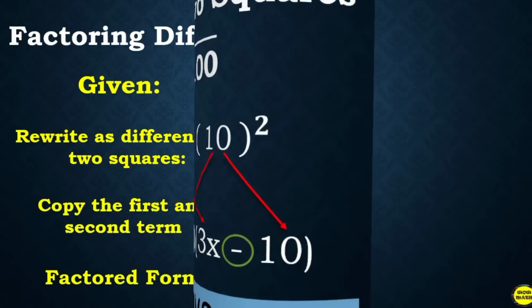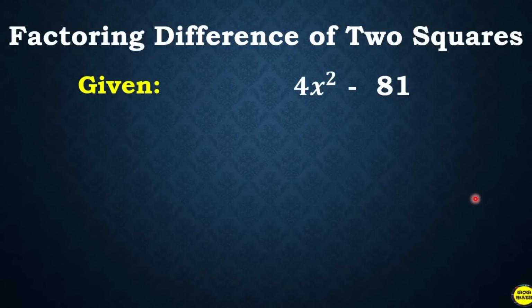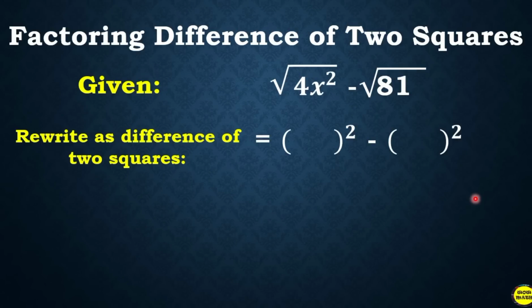Okay, let's have another. So, I have 4x squared minus 81. So, kunin natin ang square root nila pareho. So, rewrite natin siya. What is the square root of 4? 2. Kasi 2 times 2 is 4. And then, kagaya ng sinabi ko kanina, we are actually dividing the exponent dun sa index natin na 2. So, 2 divided by 2, that is 1. Kaya x na lang ito.